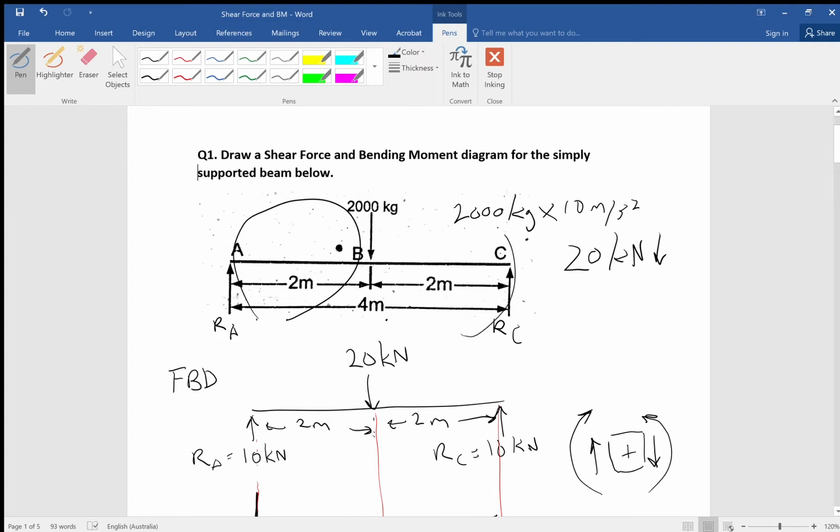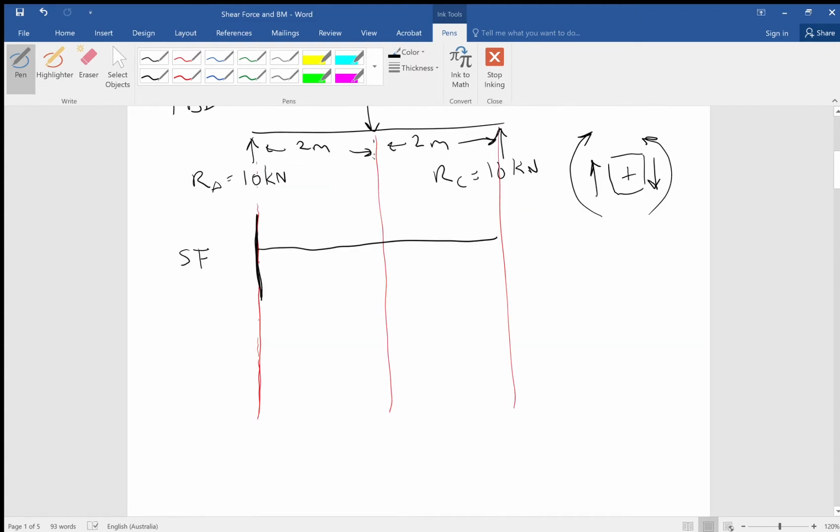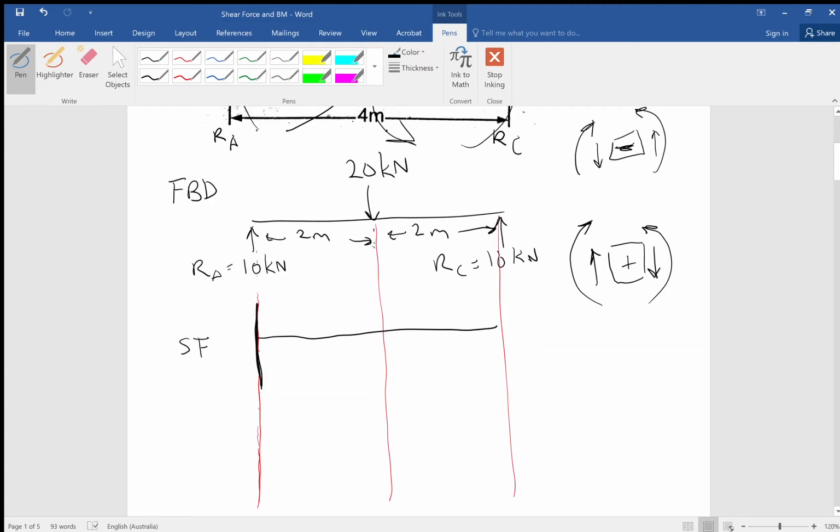And on this side, we have a rotation that's counterclockwise, and for our convention, if we have a counterclockwise force, we're looking at negative. Okay, so that's how we know, so we don't need to worry about getting it wrong. So we're going to start on the left-hand side anyway, and we know we're going to go up, because we have a positive shear force, which we just talked about.